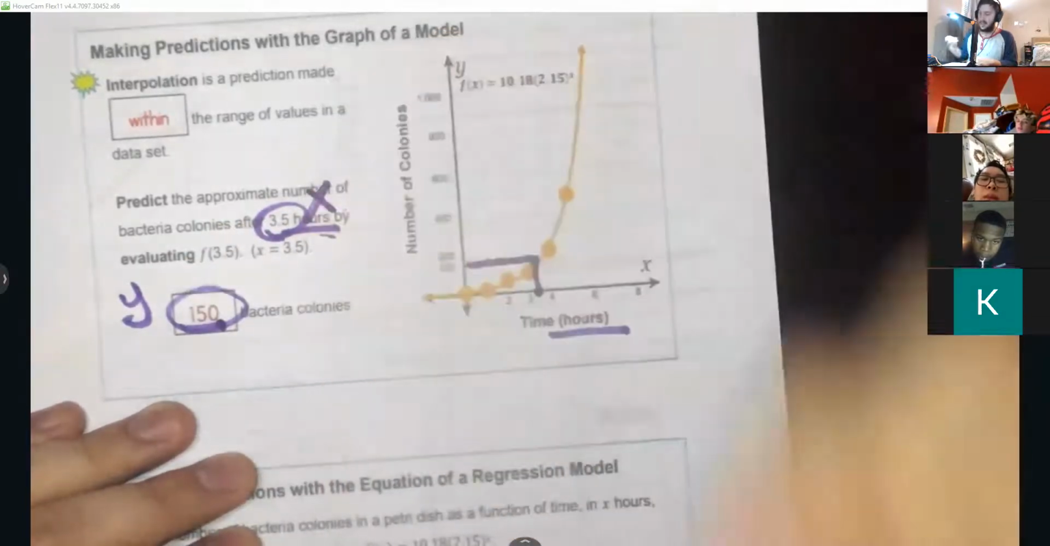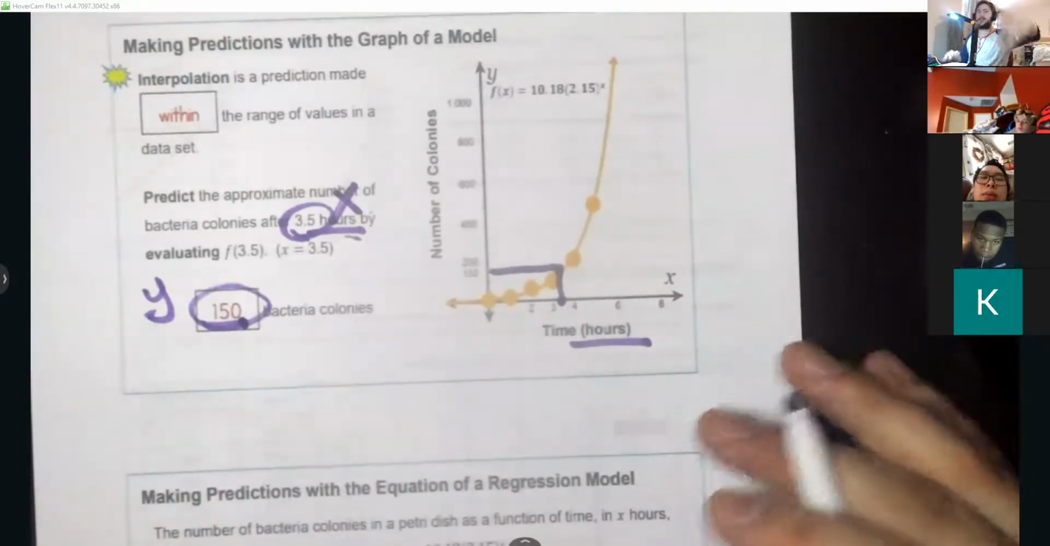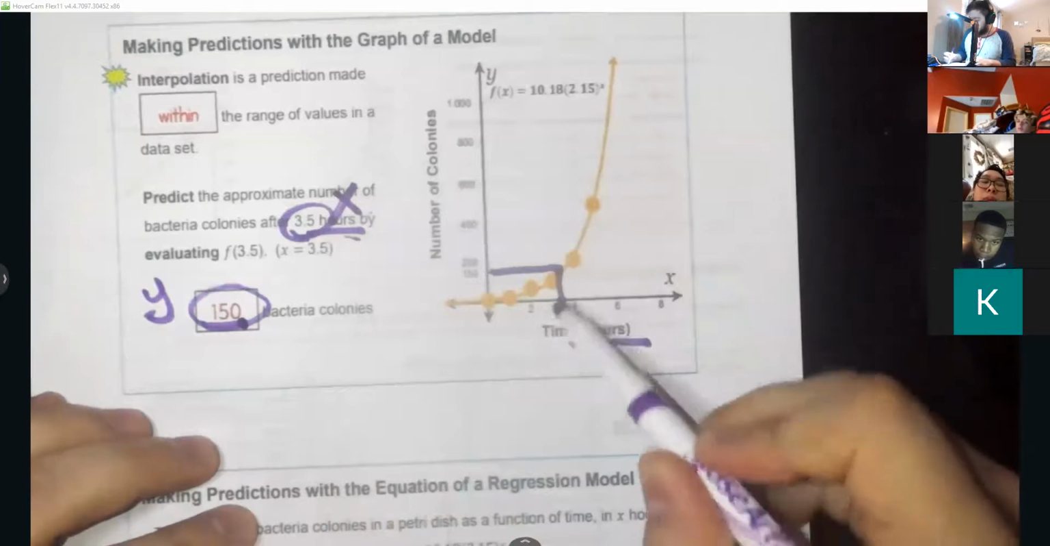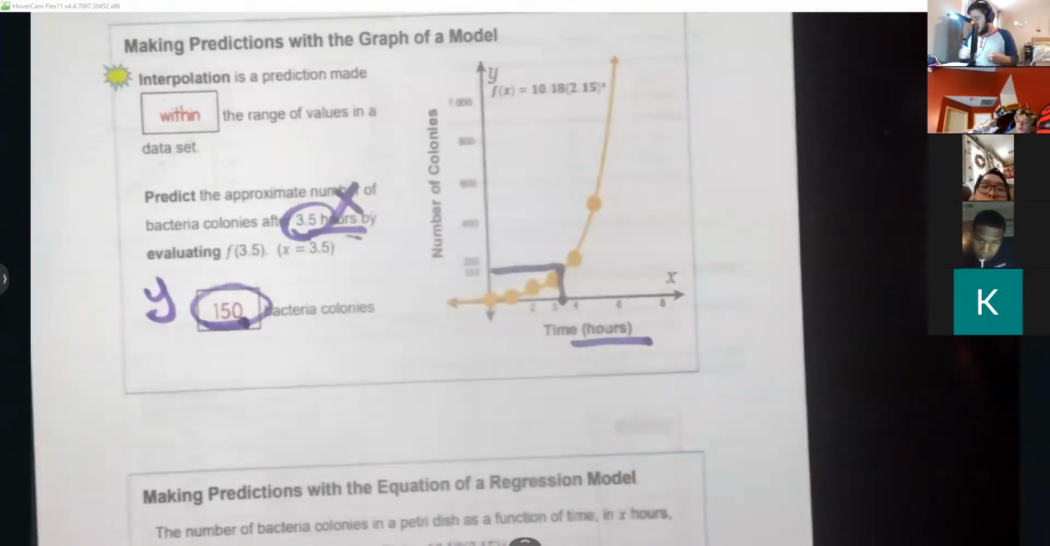This was the X. So it's kind of that same thing we've been building on all year. Like, what did they give us? And then what are we looking for? Okay, in this case, with this particular model, they gave us hours, which was X. So we went to that X value and then found the Y that went with it. Okay, so that's kind of the idea.